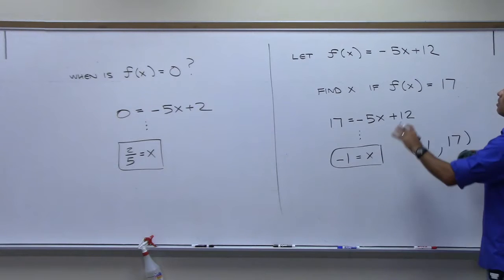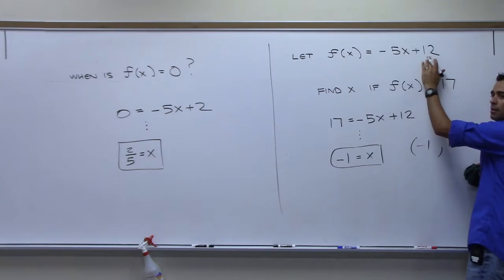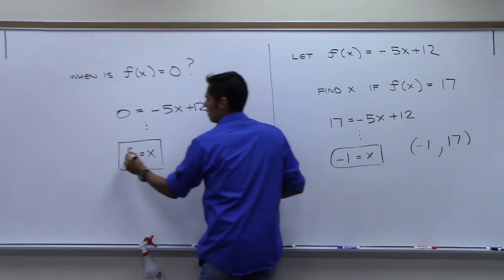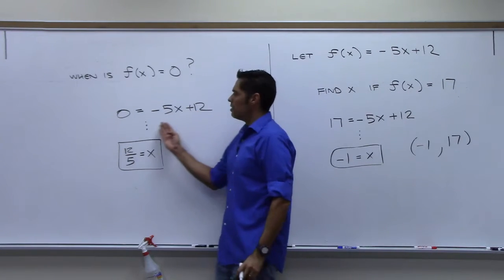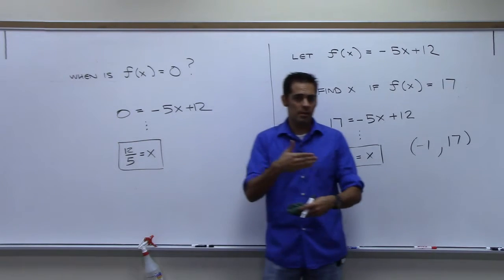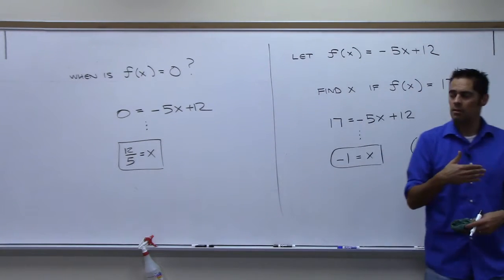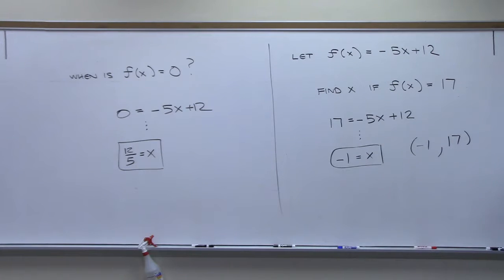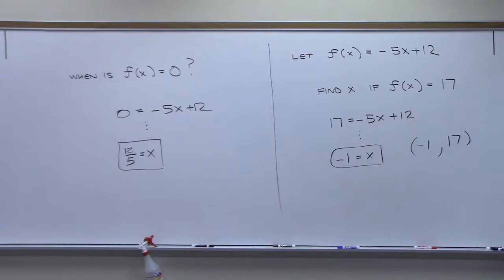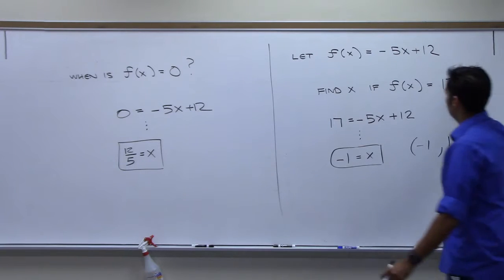Oh, it was 12. I'm sorry. Sorry, I wrote the problem down wrong. This is a 12. My mistake. Okay. 12. When this goes over to the other side, it's negative. And then when you divide by negative, you're going to have negative over negative, which would be positive. So it should turn out to be 12/5. Y'all still good? Okay.